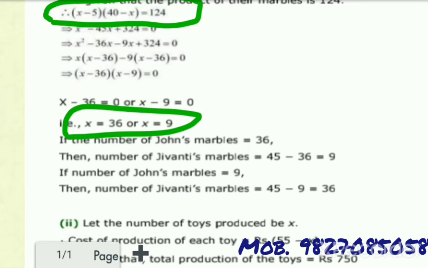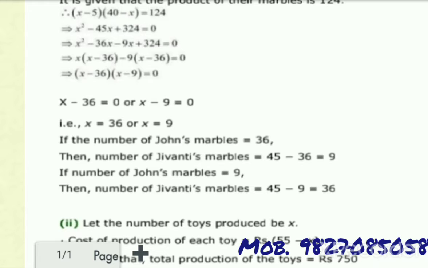It means if John has 36 marbles, then Jayanti has 9, and if John has 9, then Jayanti has 36 marbles. This is our answer.